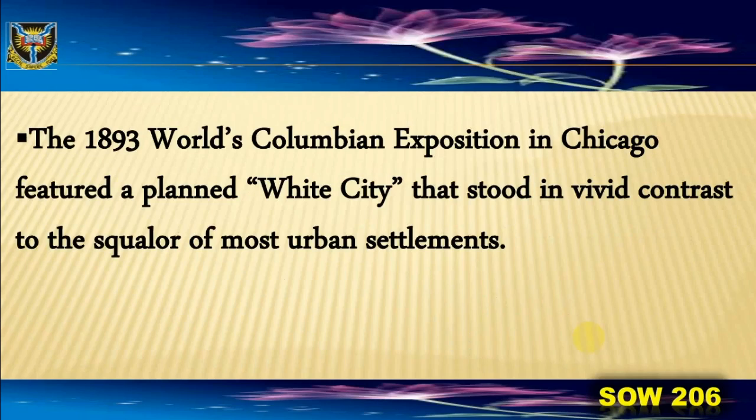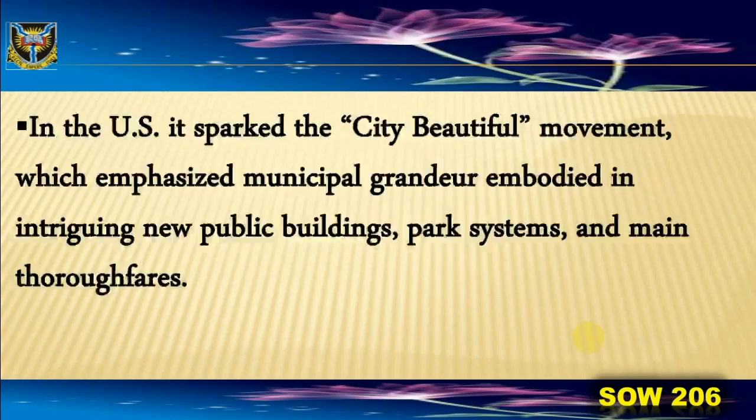The 1893 World's Columbian Exposition in Chicago featured a planned white city that stood in vivid contrast to the squalor of most urban settlements. In the US, it sparked the City Beautiful movement, which emphasized municipal grandeur embodied in intriguing new public buildings, park systems, and main thoroughfares.